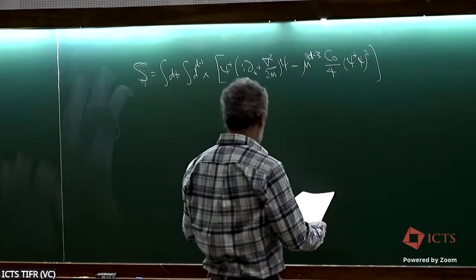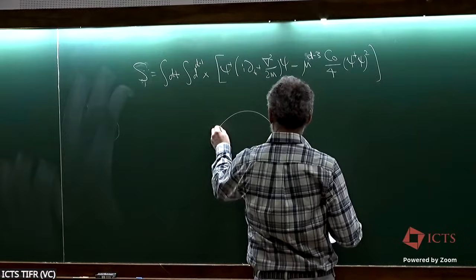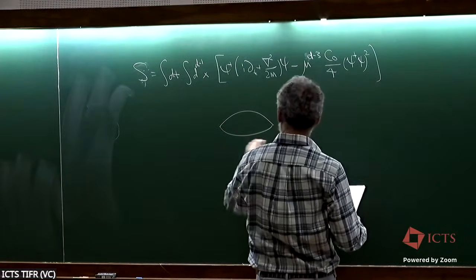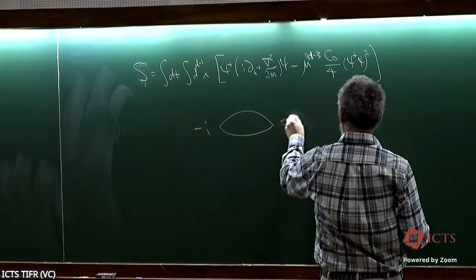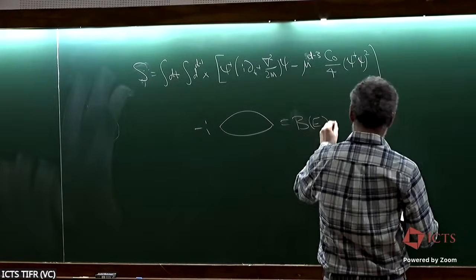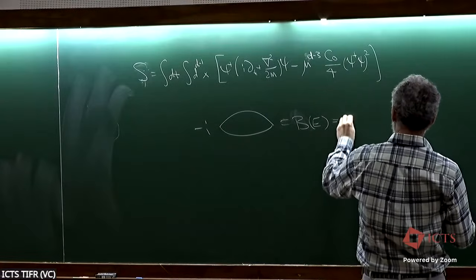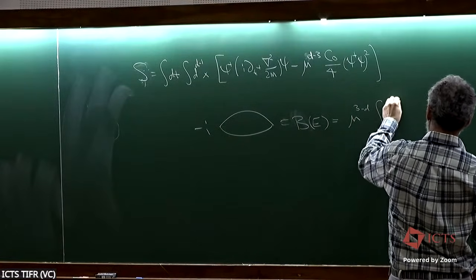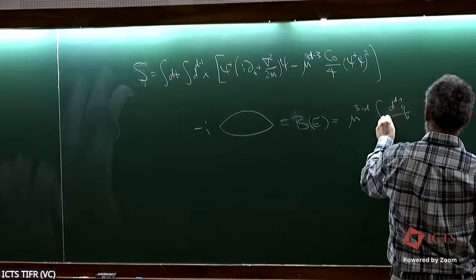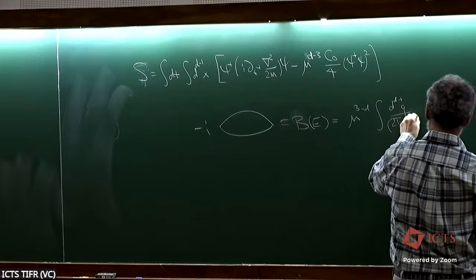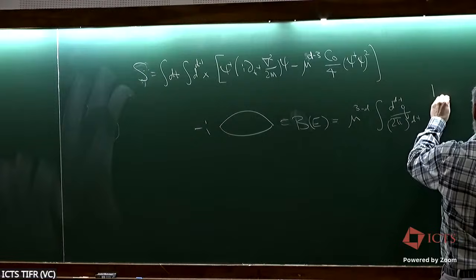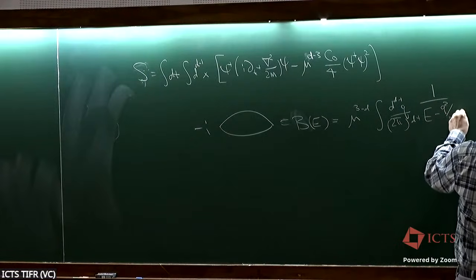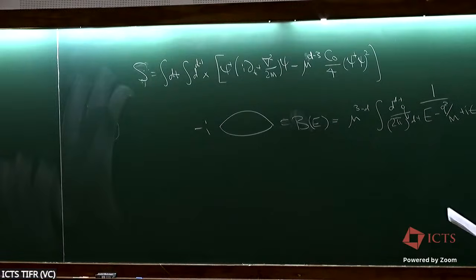And I have to compute the bubble diagram. So minus i times this is what I call B of E, the bubble diagram. And we have mu to the 3 minus d times the integral d to the d minus 1 q over (2 pi) to the d minus 1, of 1 over E minus q squared over M plus i epsilon. I've done the q0 integral already.